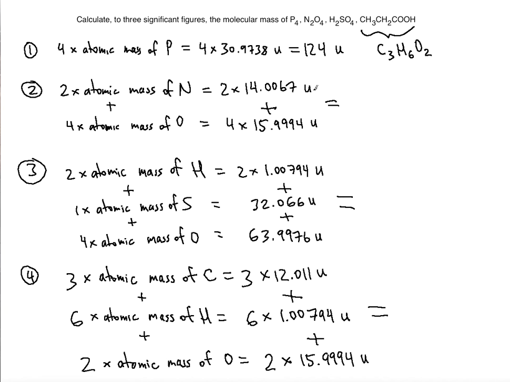The next one: 2 times 14.0067 plus 4 times 15.9994 is equal to 92.011. But again, we need three significant figures, and zeros after non-zeros are significant. So we need to erase the 1 and 1, and that's three significant figures, 92.0 U.